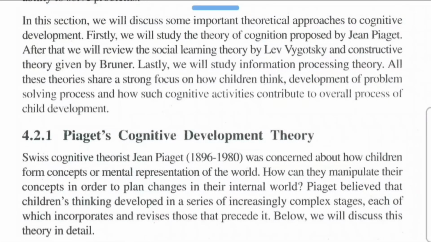First, we will study the theory of cognition proposed by Jean Piaget. After that, we will review the social learning theory by Lev Vygotsky and the constructive theory given by Bruner. Lastly, we will study the information processing theory. All these theories share a strong focus on how children think, the development of problem-solving processes, and how such cognitive activities contribute to the overall process of child development.